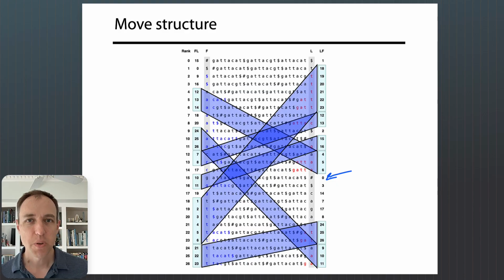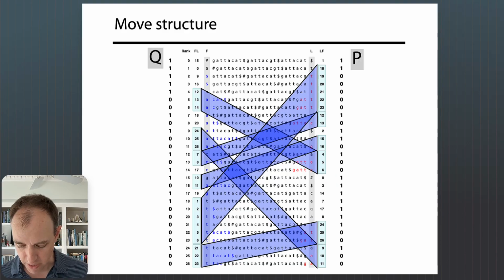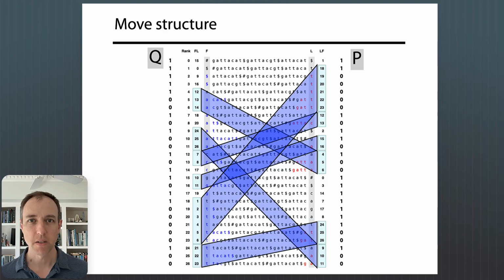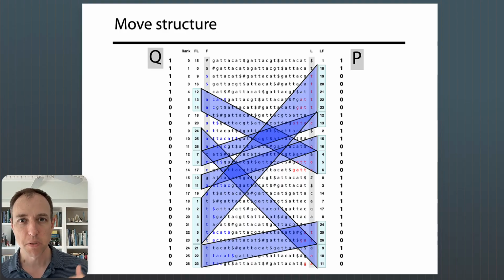Okay, so we know that these parallelograms can describe the block permutation that takes us through the LF mapping. And of course, we know that in the formulation of the move structure, we thought about the p bit vector and the q bit vector, the p being the source of the permutation. We're going to permute from the side that's marked with the p bit vector. Q is like the destination. That's the side that we map to when we map through the permutation.